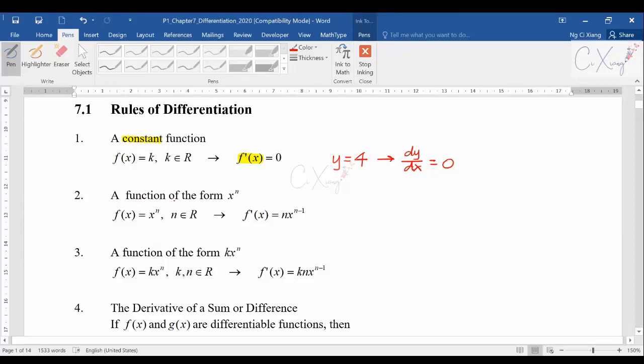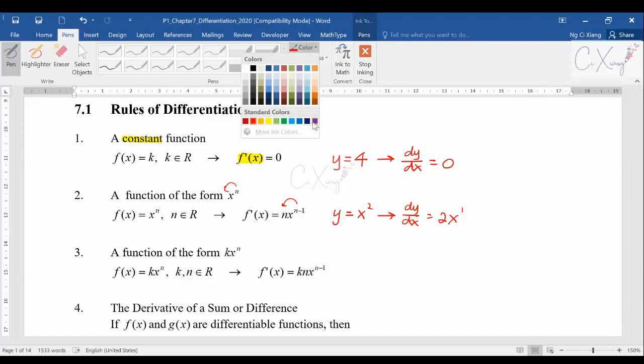The next one is a function of the form x power n. When you have f(x) equals x power n, how are you going to do it? You pull the power in front, so it becomes n x, and the power you minus 1, becoming n minus 1. As a very simple example, if I have y equals x squared, how can you do the differentiation? You have dy/dx: the 2 you put in front, the x you copy, and the power minus 1 becomes 1, so it will become 2x power 1. This is one simple example on y equals x power 2.